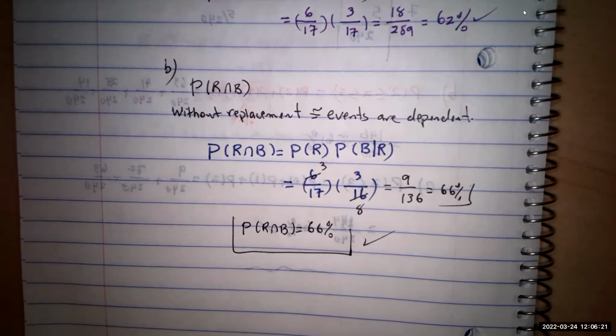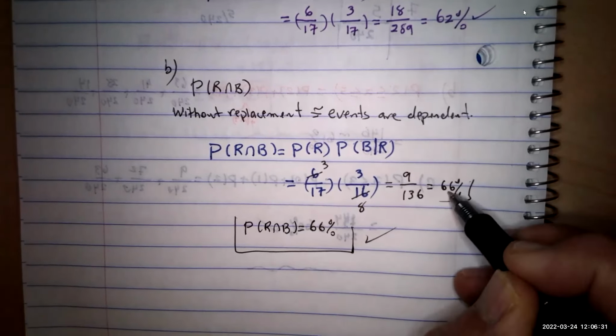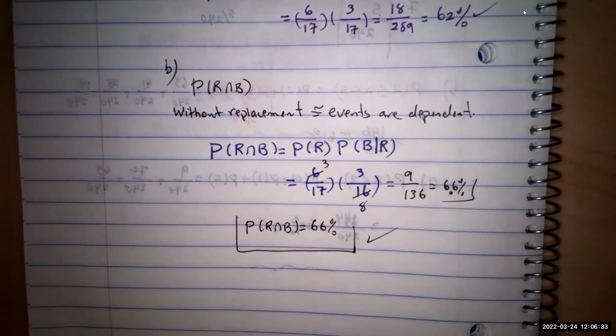What's that? 6.6%. Just check it with your calculator, probably you're right. That's going to be 1. It may be 6.6. Yes, seems to be, yes. Okay, so check those numbers.